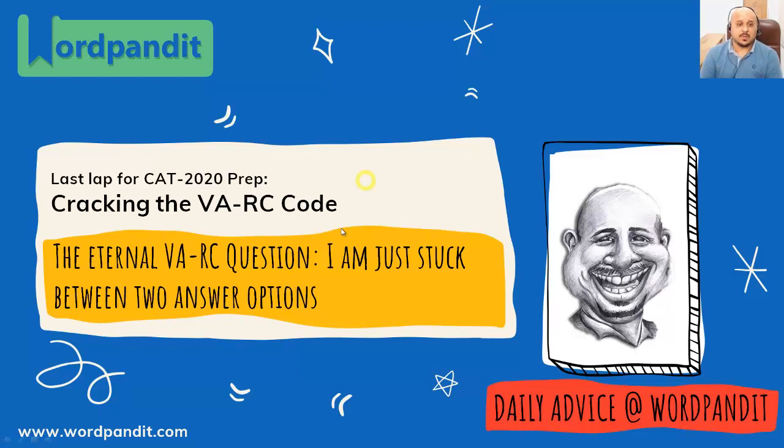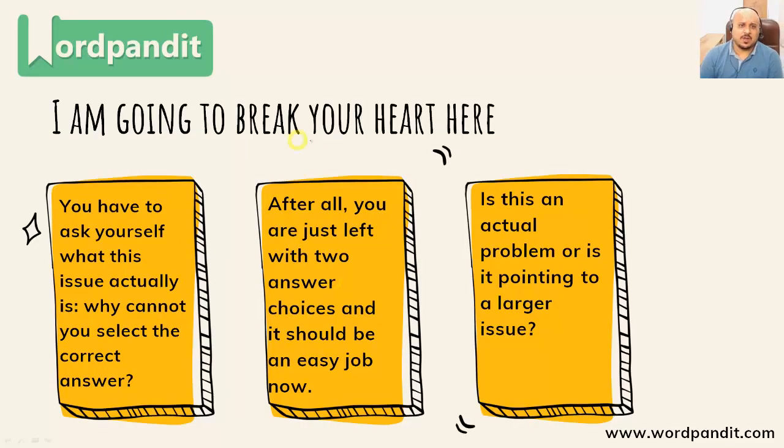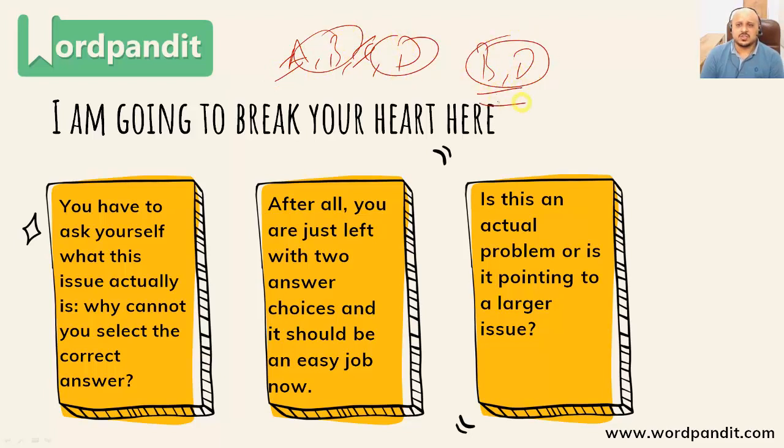In this video, I'm going to talk about the eternal VARC question. I keep getting this question again and again. A lot of students ask me what to do when they are stuck between two answer choices. They believe that this is a certain problem that they are facing, when it is what happens. It is very, very common that whenever you are solving a VARC question, you're able to eliminate, say, between A, B, C and D, A and C easily, and you are left with B and D, two answer choices. And you believe that this is an issue that you are facing.